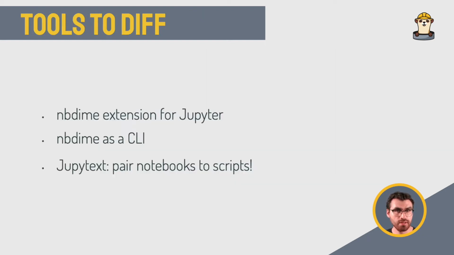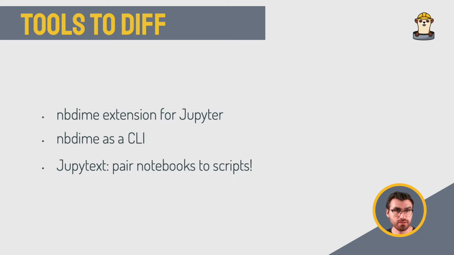Under the hood, the extension I just showed you uses NBDime. NBDime is a CLI tool that even allows you to find differences from the terminal. You should check it out. A third option, and one I think you should consider seriously, is to use a tool called Jupytext, which is a Python library that allows you to open Python script as notebooks. In this way, you get the best of both worlds, interactive editing and clean Python code in the backend.